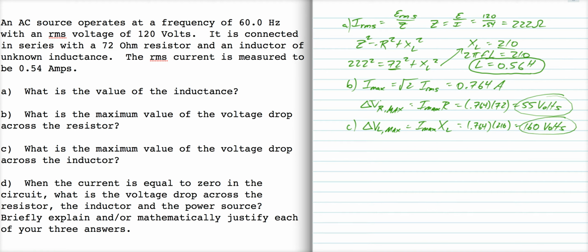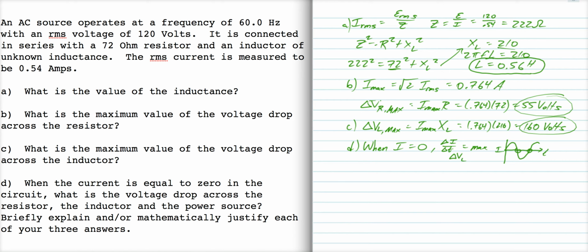Alright, now the last part asks what's happening when I equals 0. So let's think about that. When I equals 0, at that time the rate of change of the current is maximized, right? Because if we look at the graph of current versus time, it's sinusoidal. So whenever we're passing through the zero point, that's when our slope is maximized. So that's when the voltage across the inductor is going to be maximized.